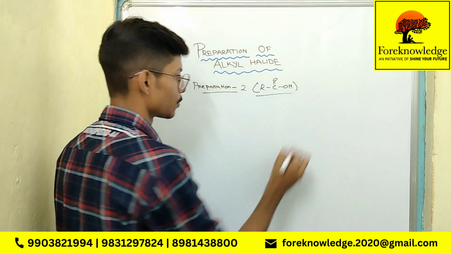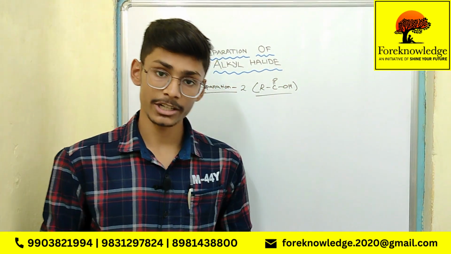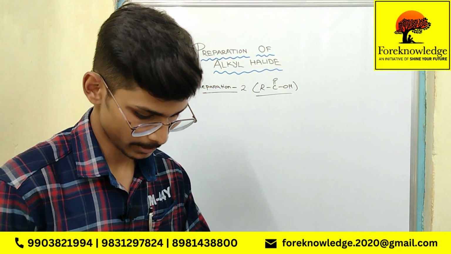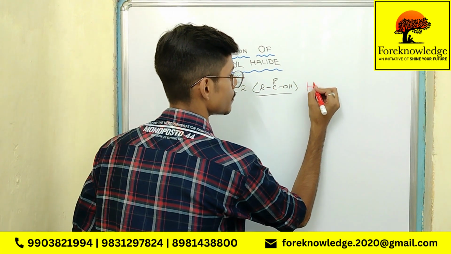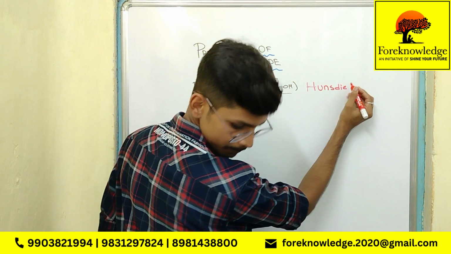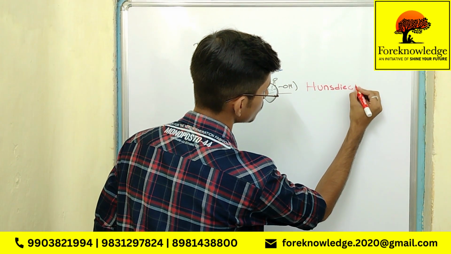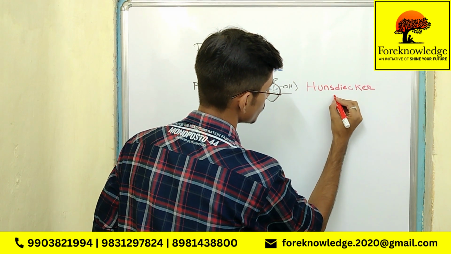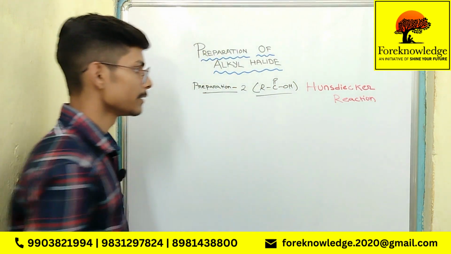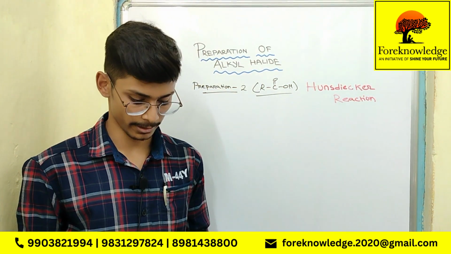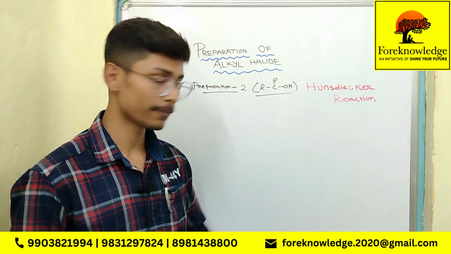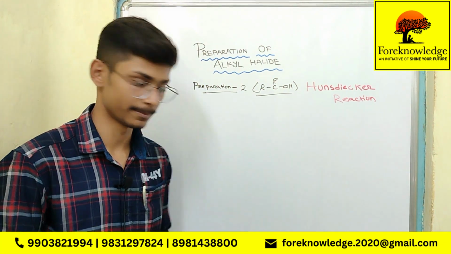I am writing the general formula of carboxylic acid. This reaction was named after a scientist, Hunsdiecker. Okay. This reaction is also known as Hunsdiecker reaction. So first I will write the basic form of this reaction, then I will explain the mechanism.